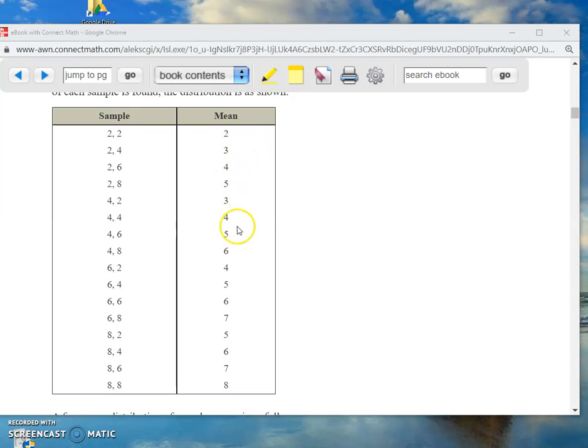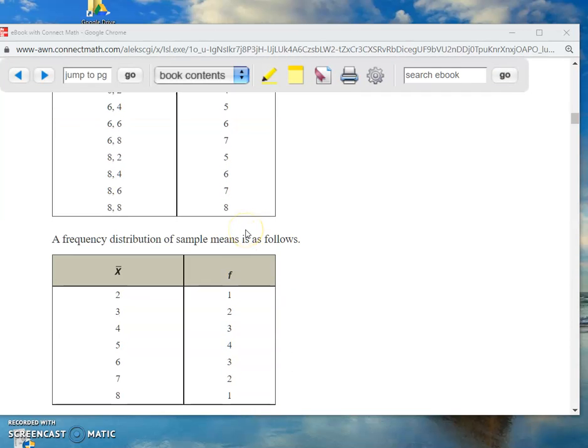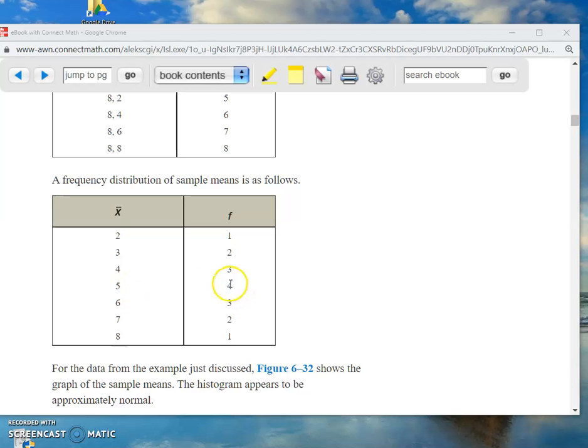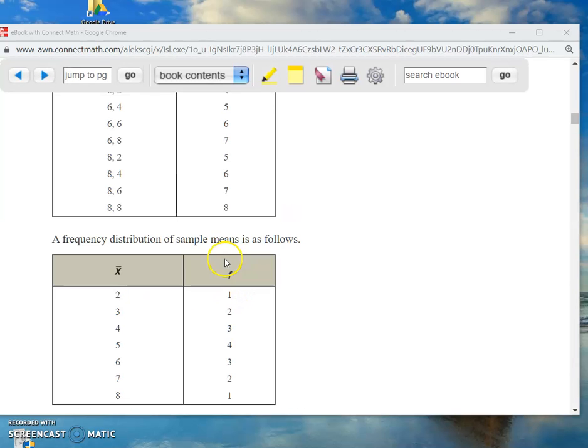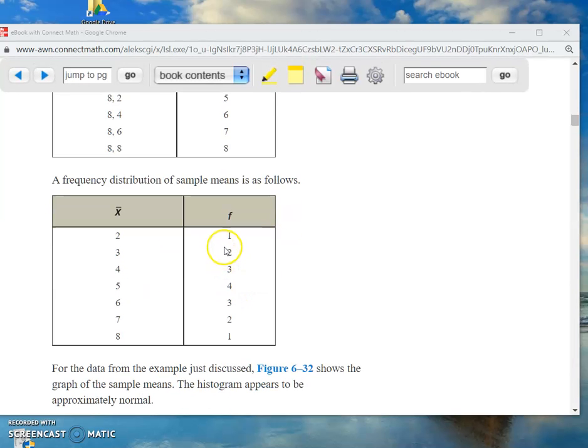How about 5? How many times is X bar equal to 5? Well, here's 1, 2, 3, 4. Oh, try that again. 1, 2, 3, 4. I got 4. What does he get? He's got 4 too. Okay, so you have a frequency distribution of the X bars. He keeps calling it sample means, but it's the X bars, right?